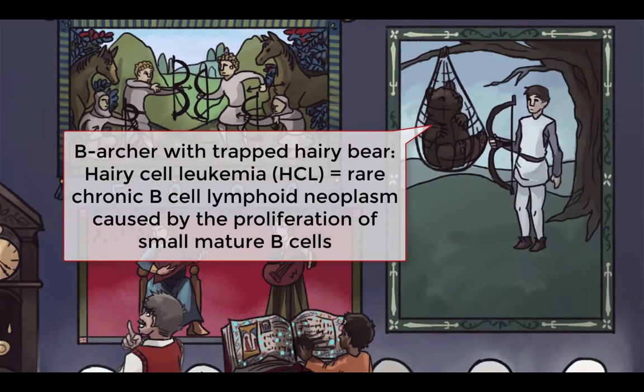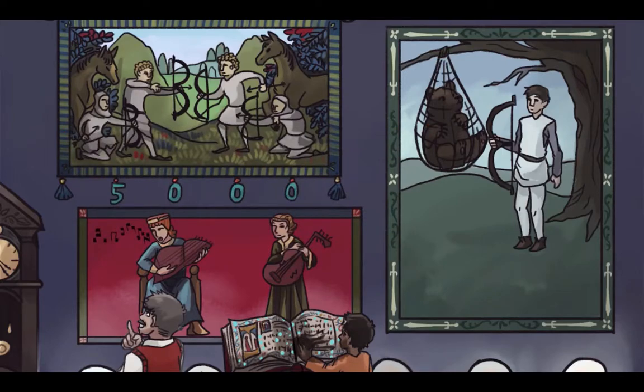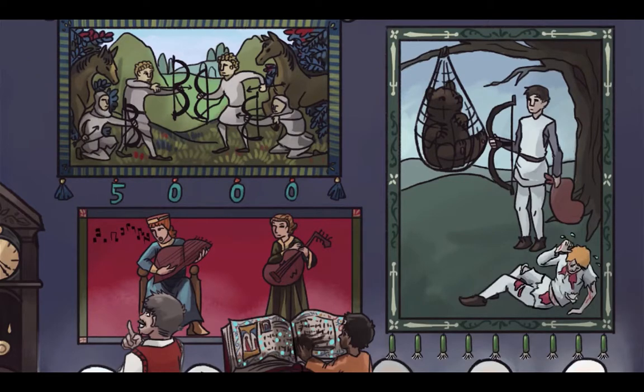Alright, the last chronic leukemia on our list is hairy cell leukemia, a rare chronic B cell lymphoid neoplasm caused by the proliferation of small mature B cells. And as you can see, our last painting features a mature adult B cell archer next to his hairy prey. Although it arises from lymphoid cells like CLL, hairy cell leukemia has a unique cell morphology, which we'll illustrate in just a bit. In the setting of hairy cell leukemia, neoplastic B cells infiltrate the bone marrow, spleen, and peripheral blood. In the marrow, this characteristically leads to fibrosis and pancytopenia.